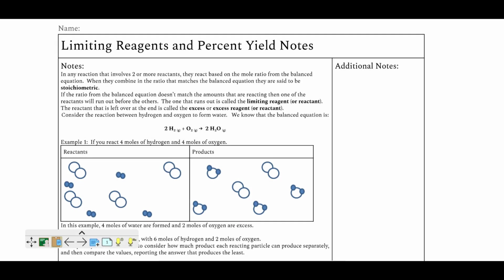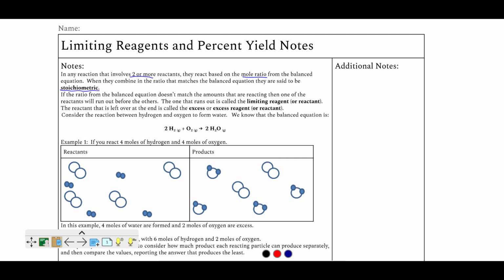I'm here today with the notes for limiting reagents and percent yield. Now, any reaction that involves two or more reactants, they're going to react based on the mole ratio from the balanced equation. When they combine in a ratio that matches the balanced equation, they're said to be stoichiometric, kind of a tough word to say.